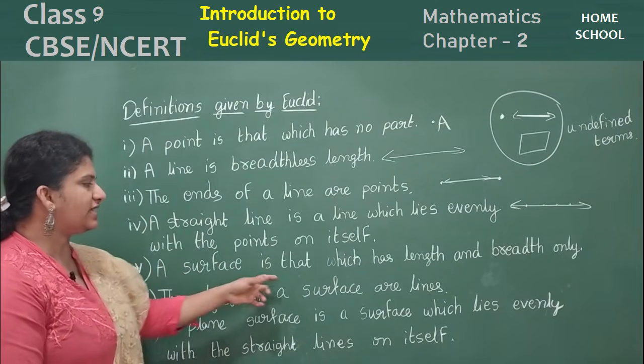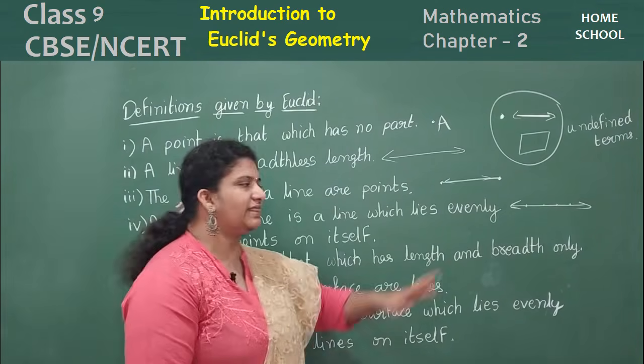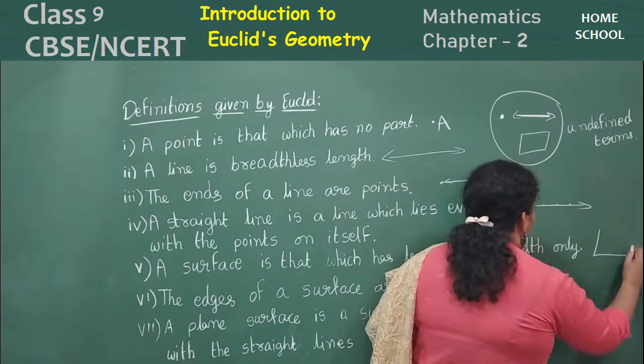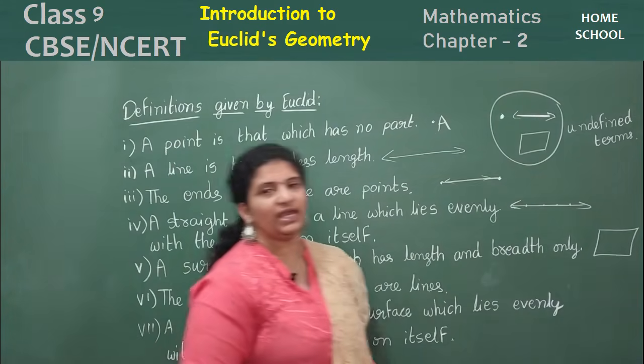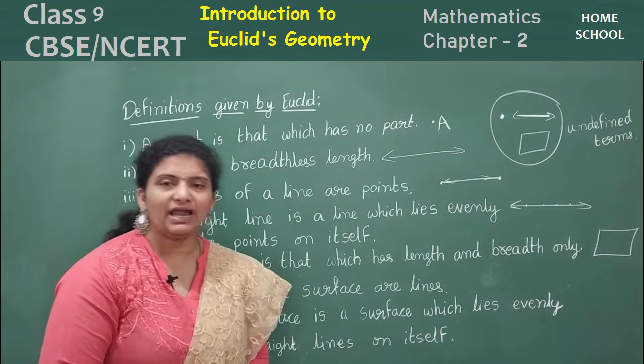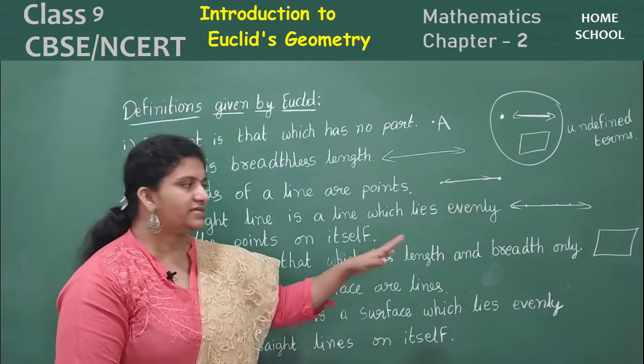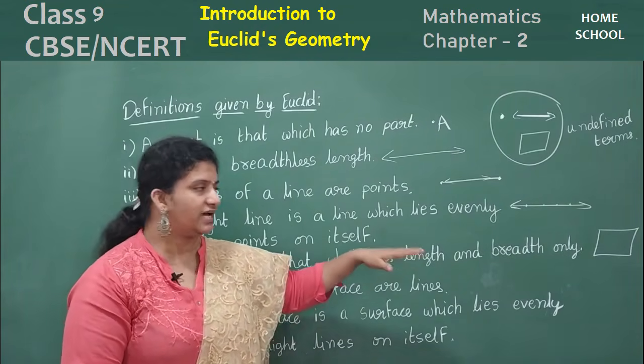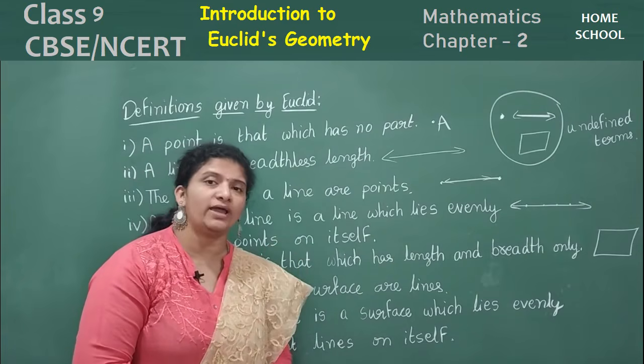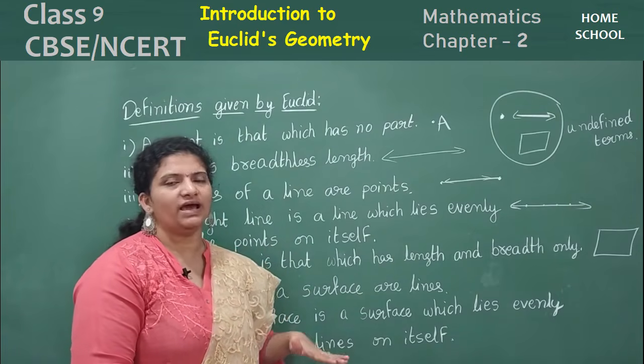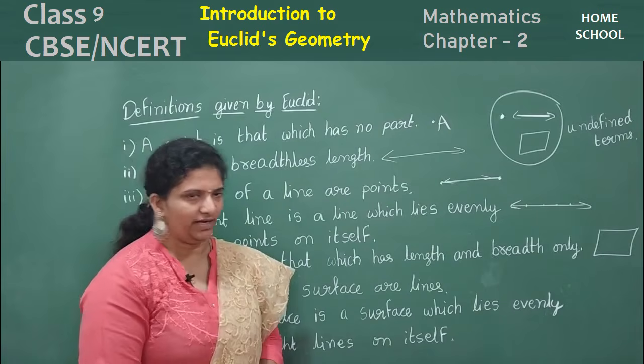A surface is that which has length and breadth only. It is a plane or a surface which has only length and breadth. It is a two-dimensional figure. It will have only length and breadth.